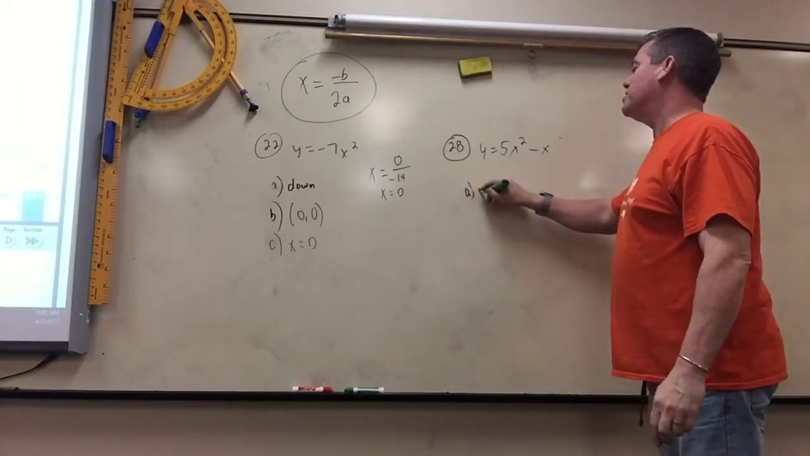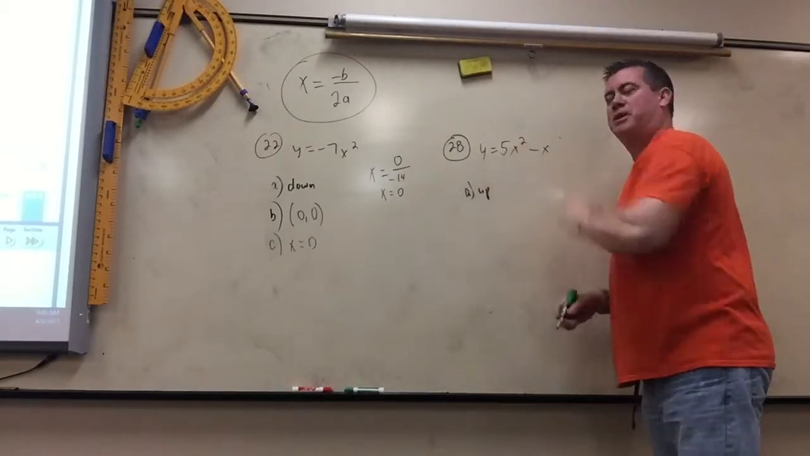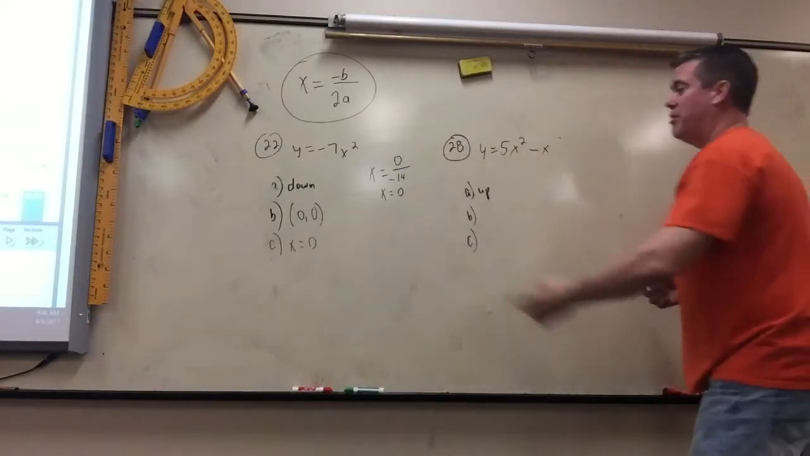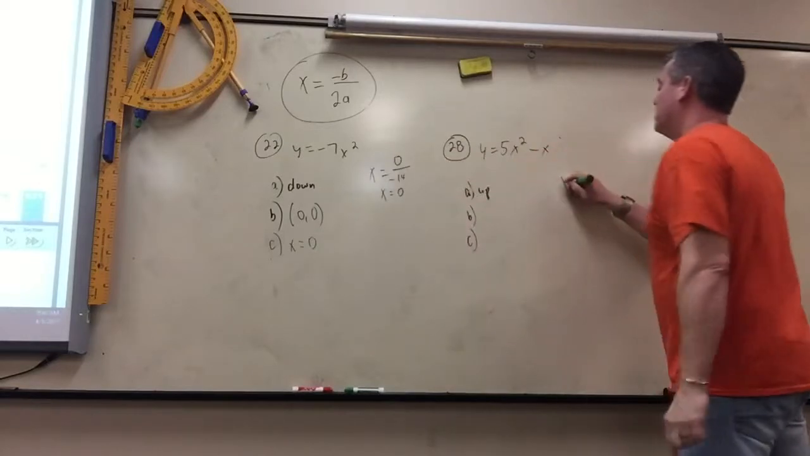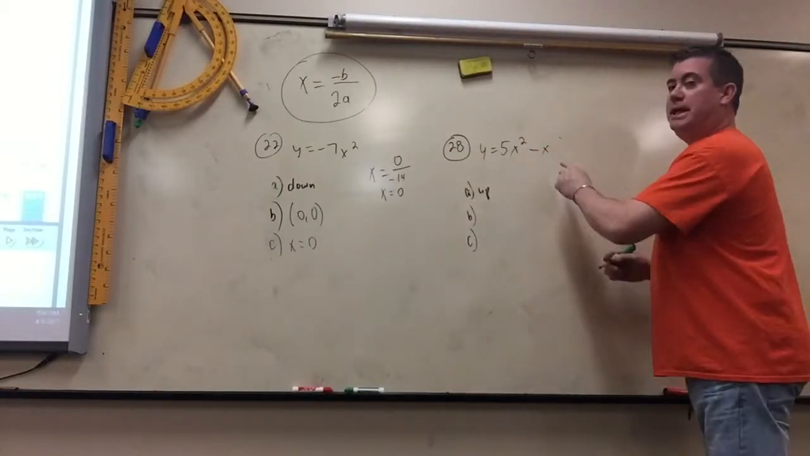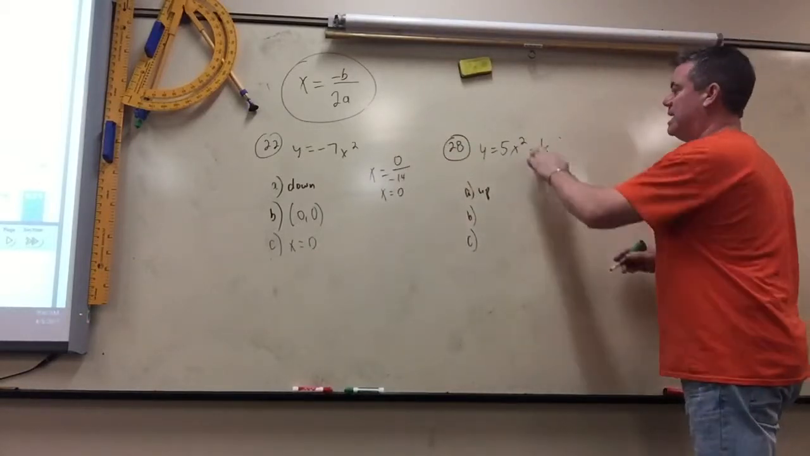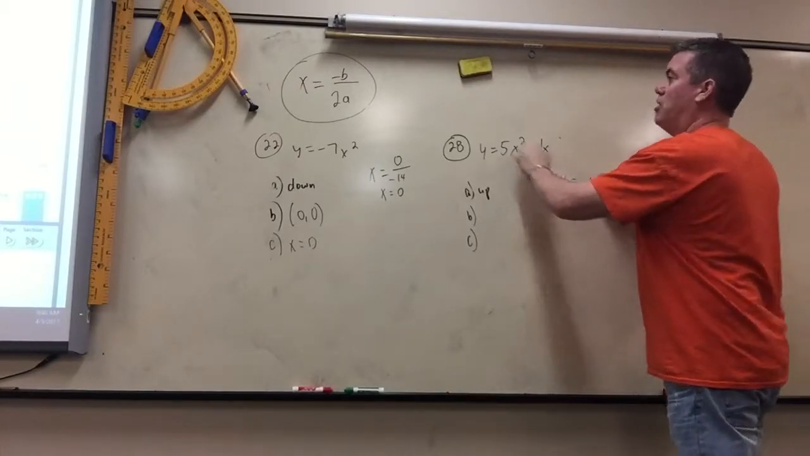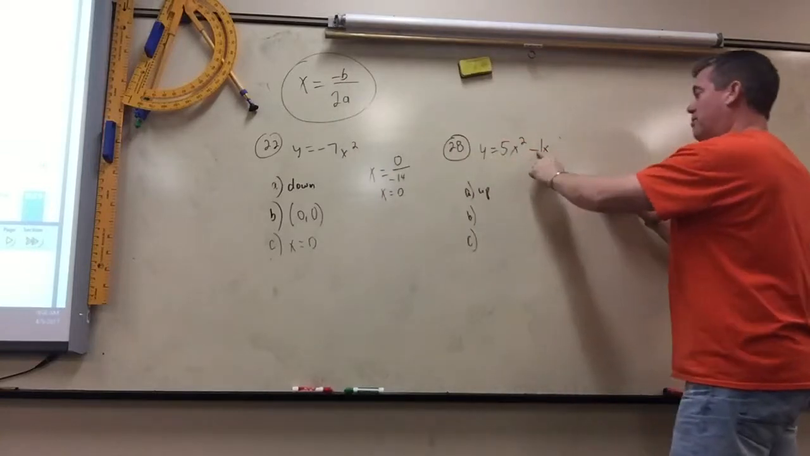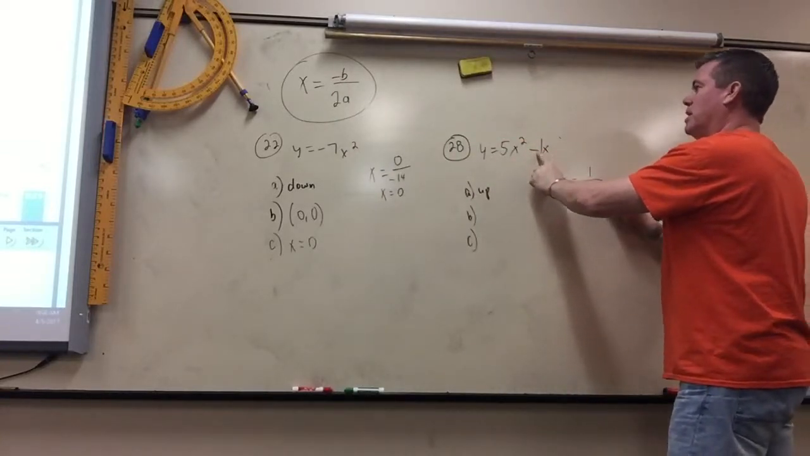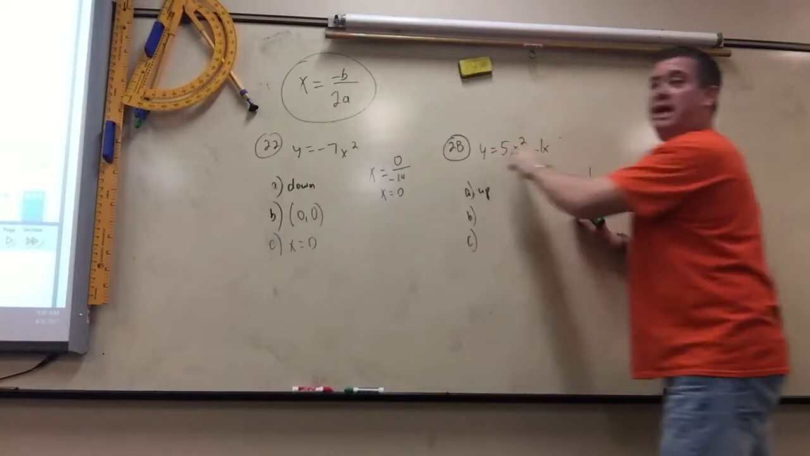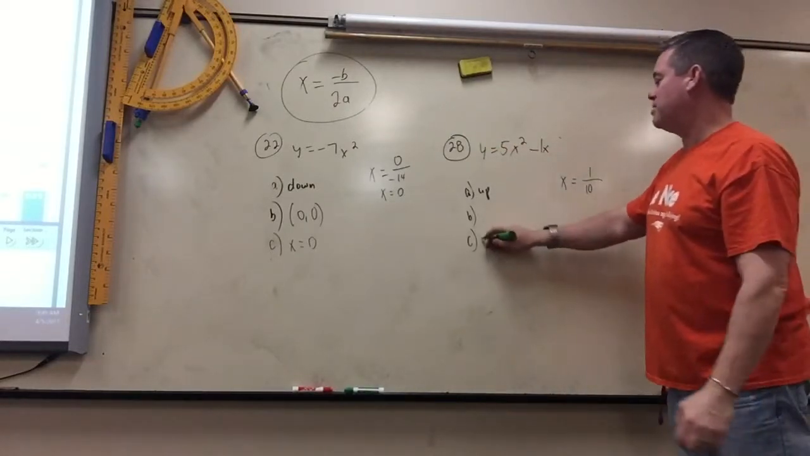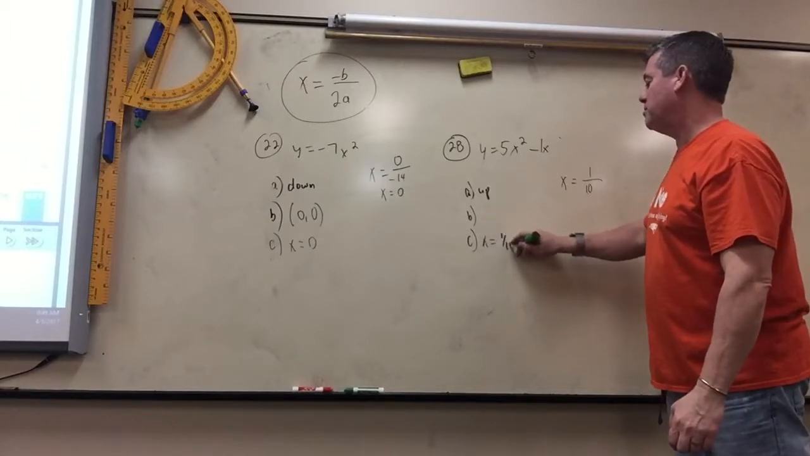Okay, on 28, this is up because it's a positive in front of the x squared. To find the next two, you've got to do this. Negative b. B is a negative 1. Remember, b is the number in front of the x. So negative 1 makes positive 1, over 2 times a is 10. So that actually finds the answer to C. That's the axis of symmetry.